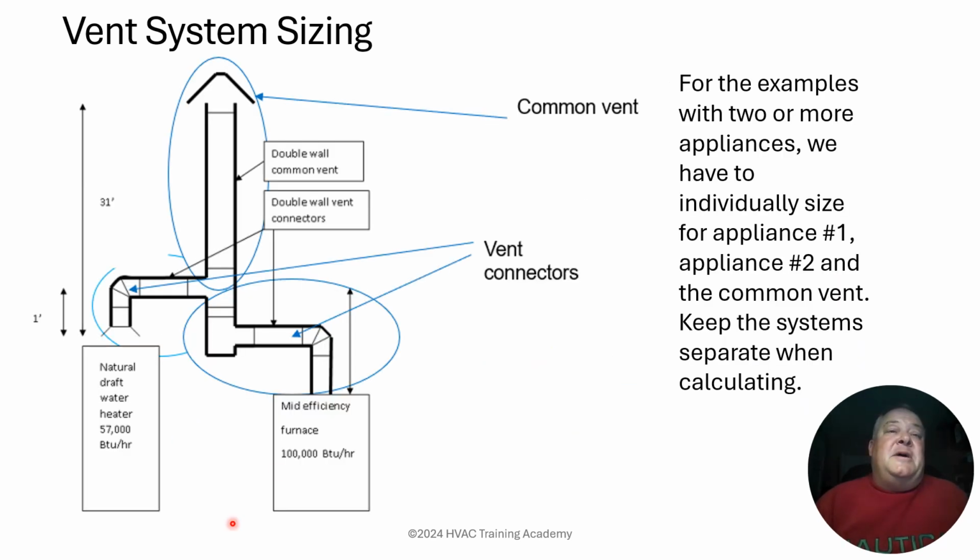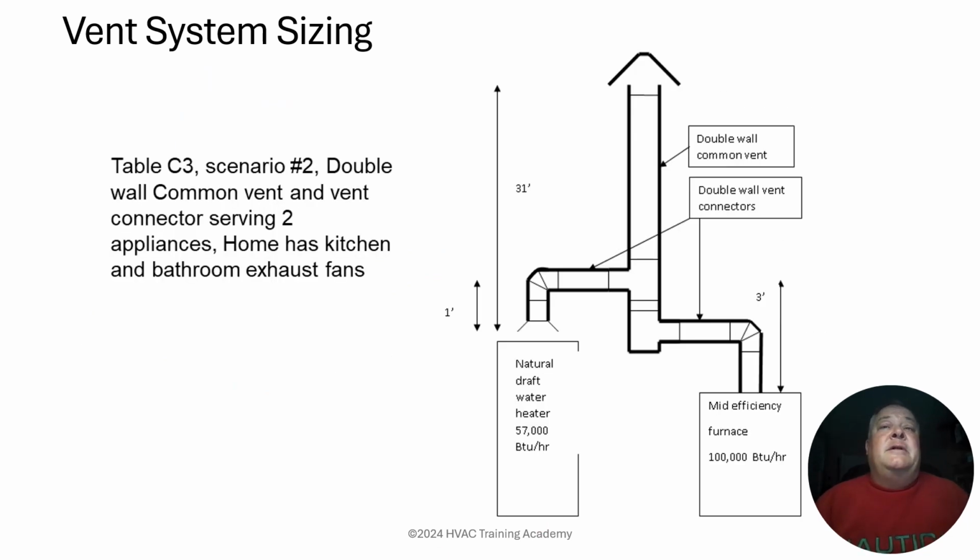So again, as I mentioned, you've got the vent connectors, the first one being the water heater, the second one being your mid-efficiency furnace, the third one being what we know as the common vent, where the flue gases from both of those appliances are going to run together.